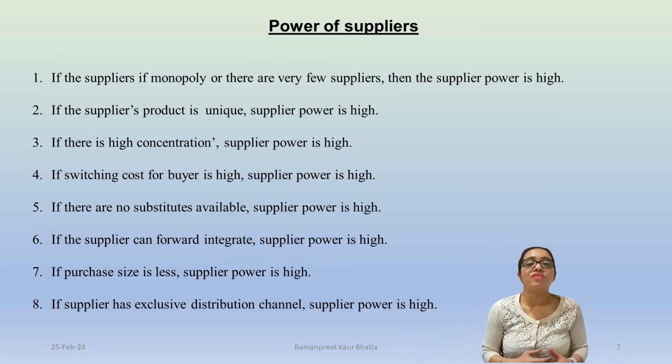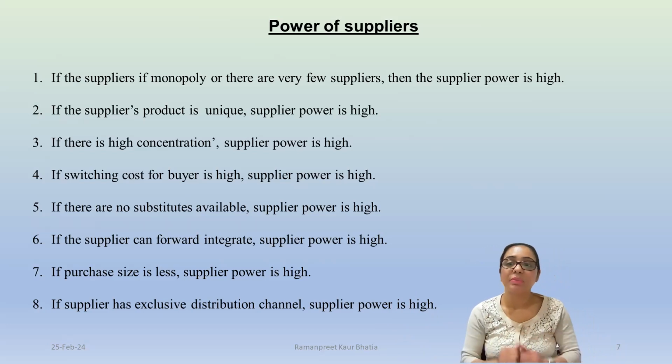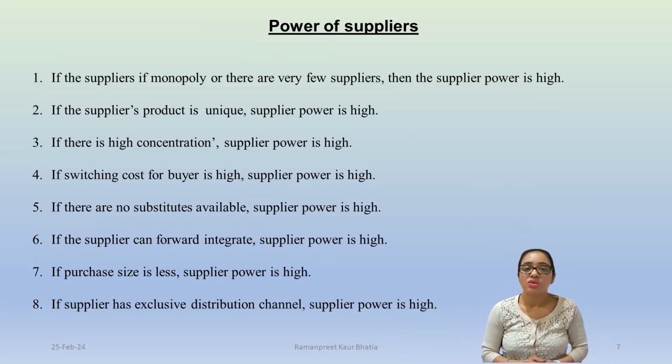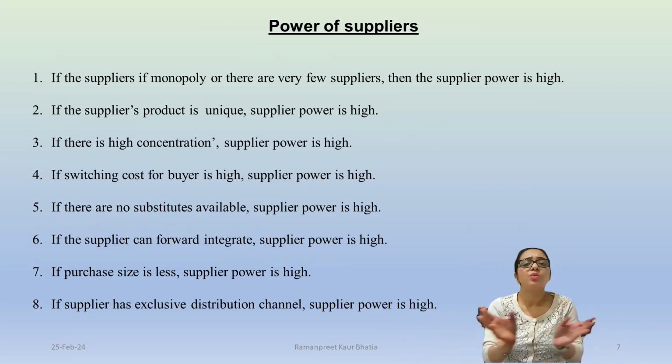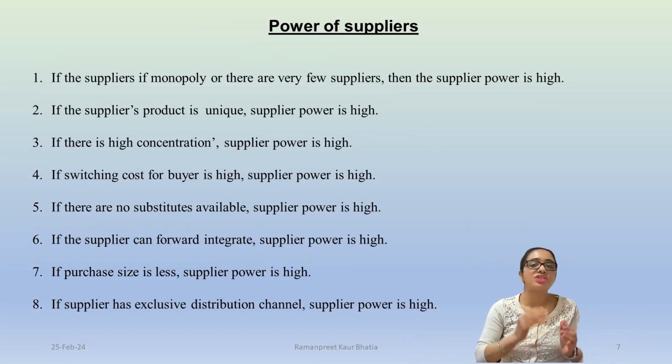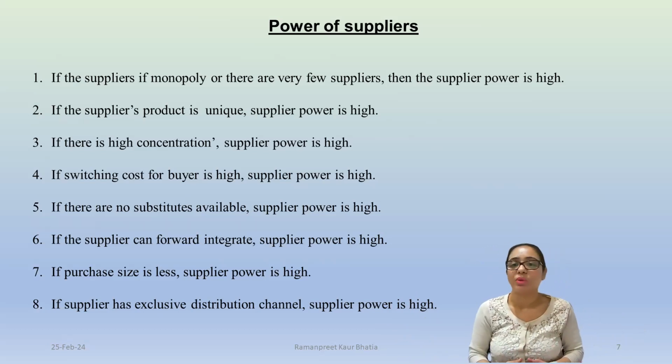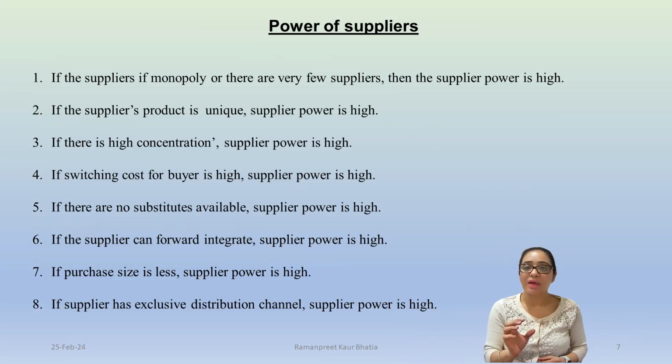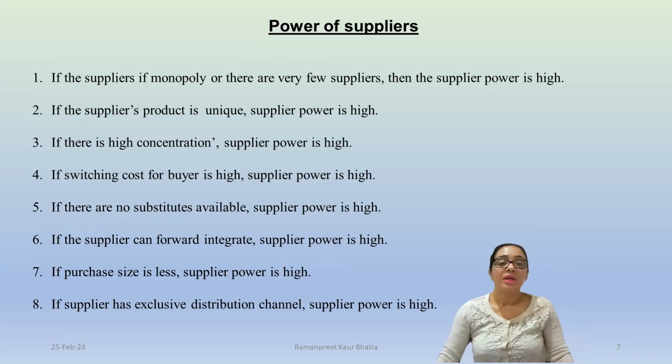The next one is if there is high concentration. Now, what do you mean by high concentration? High concentration means lots of buyers, but very few suppliers. This is in fact just a modification of the first point that we did. If there are very few suppliers, the supplier power is definitely higher. Right.